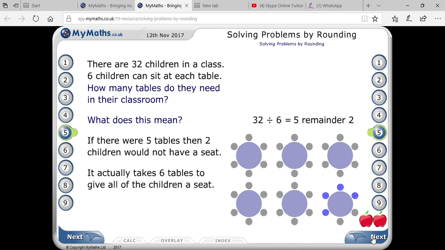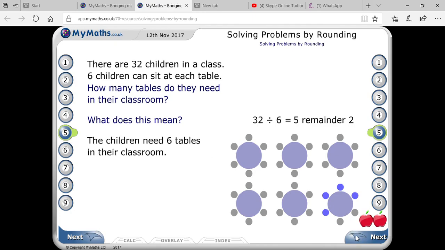It is not possible that you would like 2 children to stand in the class. That means you have to arrange 6 tables to seat all the students. Do you understand that? Yes, great. So the children needed 6 tables in their classroom. It's an example where you have to round up.